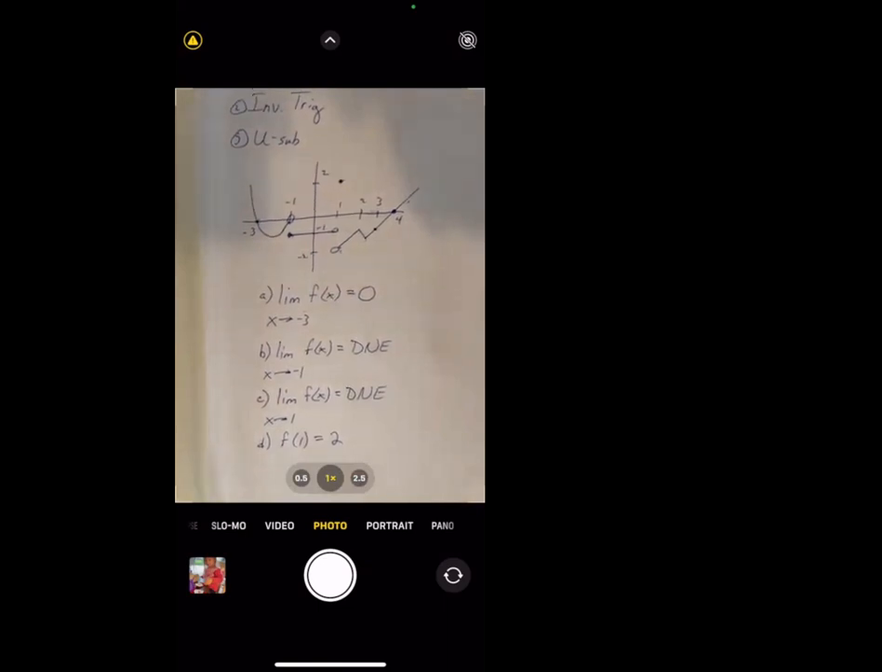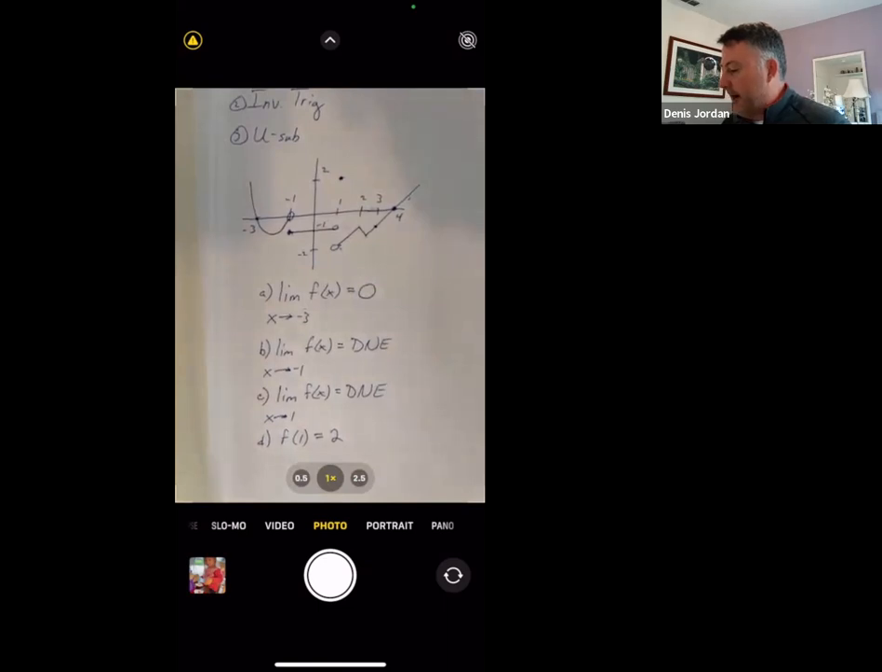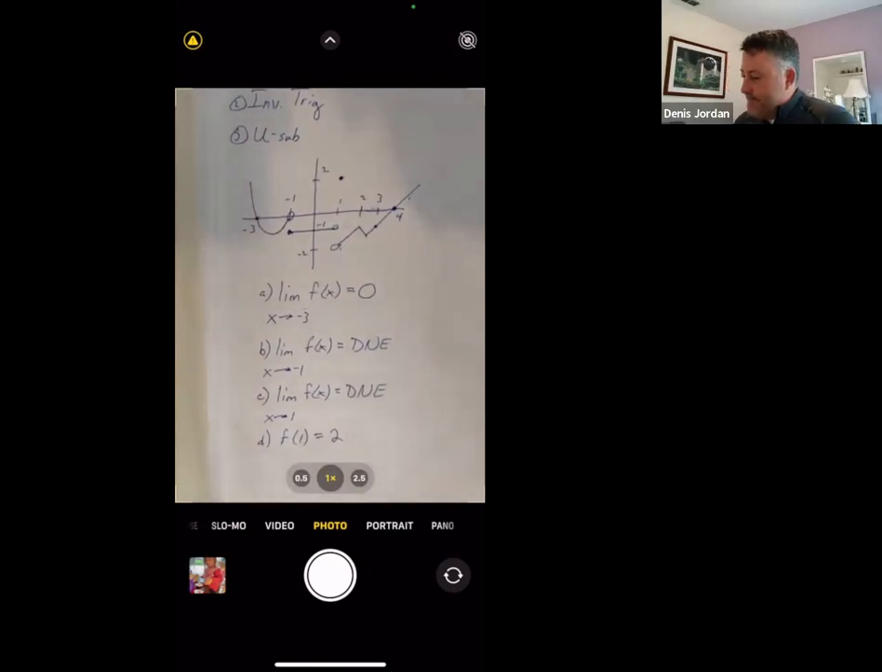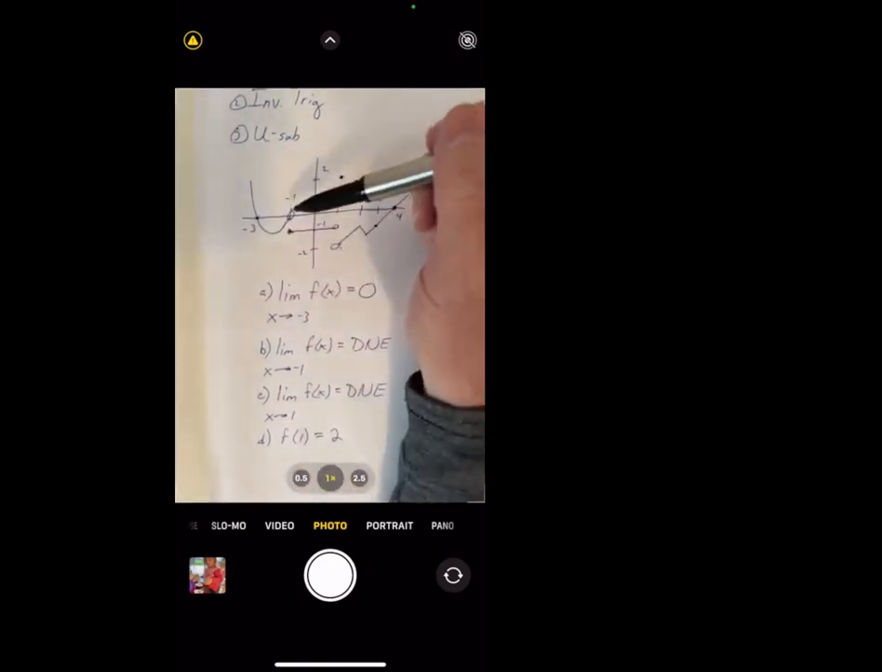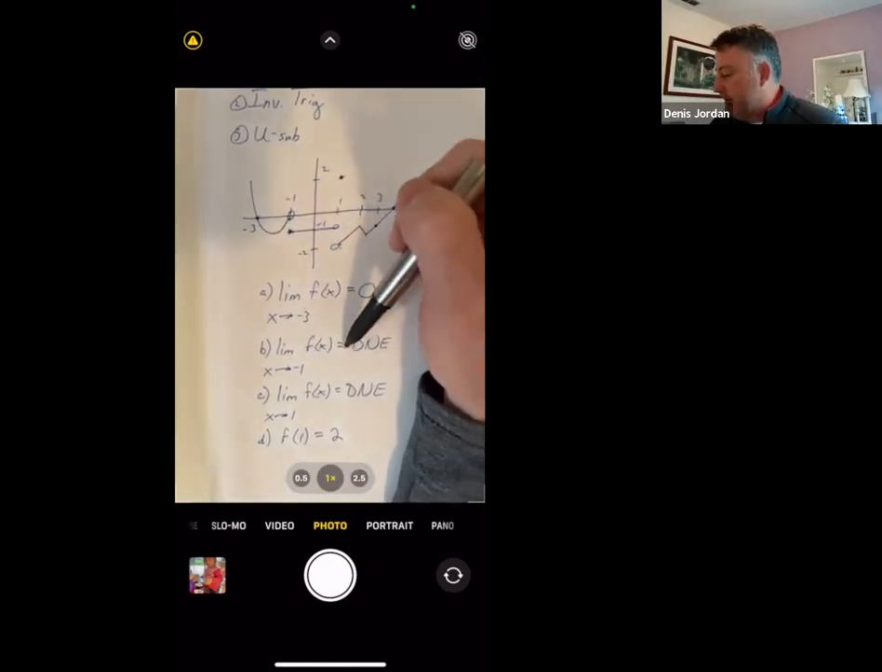And then for B it's DNE because it's open. No, because they don't match. Oh yeah, they don't match. There's a jump between those two dots. Yeah, because the left value is different from the right value, so that's why it's a DNE.